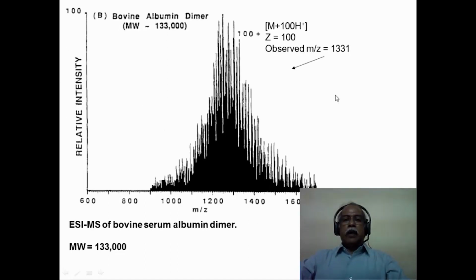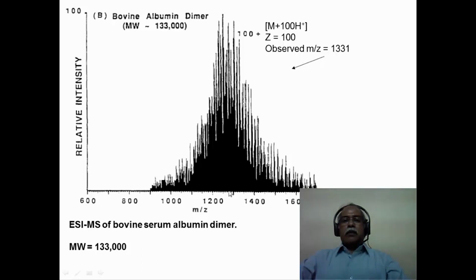This is a bovine albumin dimer. Molecular weight, look at this, we are reaching now 100,000 molecular weight. 133,000 is the molecular weight of this particular protein. This is essentially the bovine serum albumin dimer, and the molecular weight corresponds to this 133,000 or so. The Z value is 100. In other words, this is protonated 100 times at various sites. So essentially the observed m/z is 1,330.